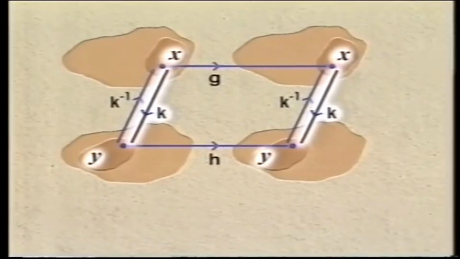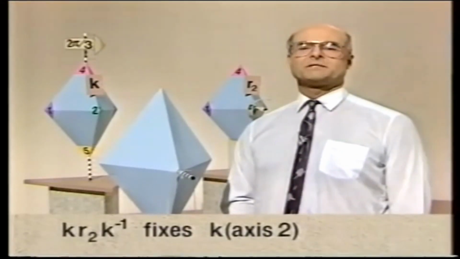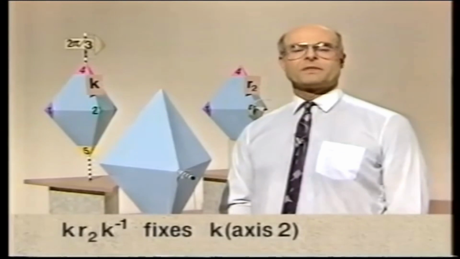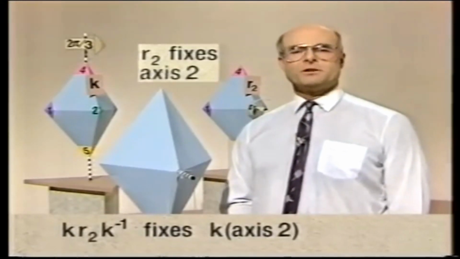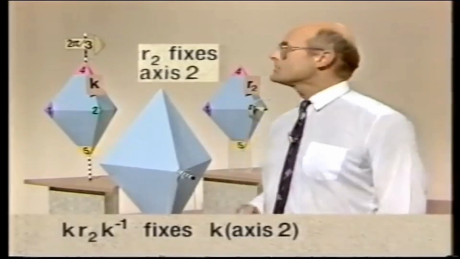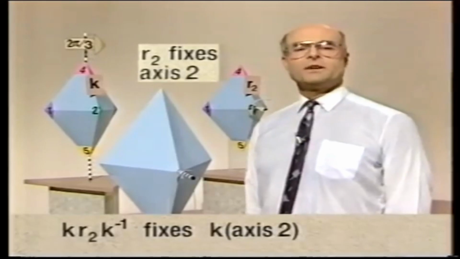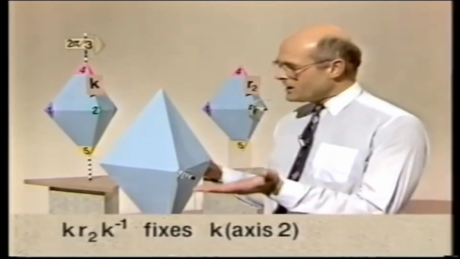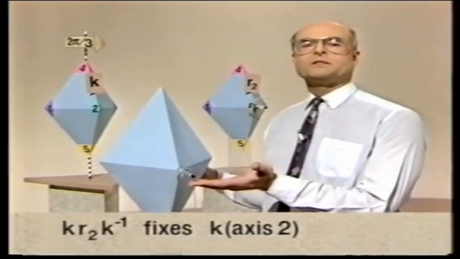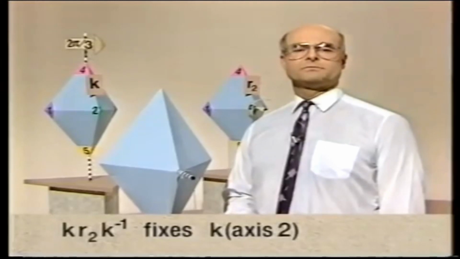Well, knowing the set of fixed points of a symmetry goes a long way towards identifying it. We can now identify all the conjugates H of R2. Axis 2 is the set of fixed points of R2, and the theorem tells us that for any K, not just this one, K R2 K inverse has K of axis 2 as its fixed set. So what can K of this axis be? That is, where do elements K of the group take axis 2?